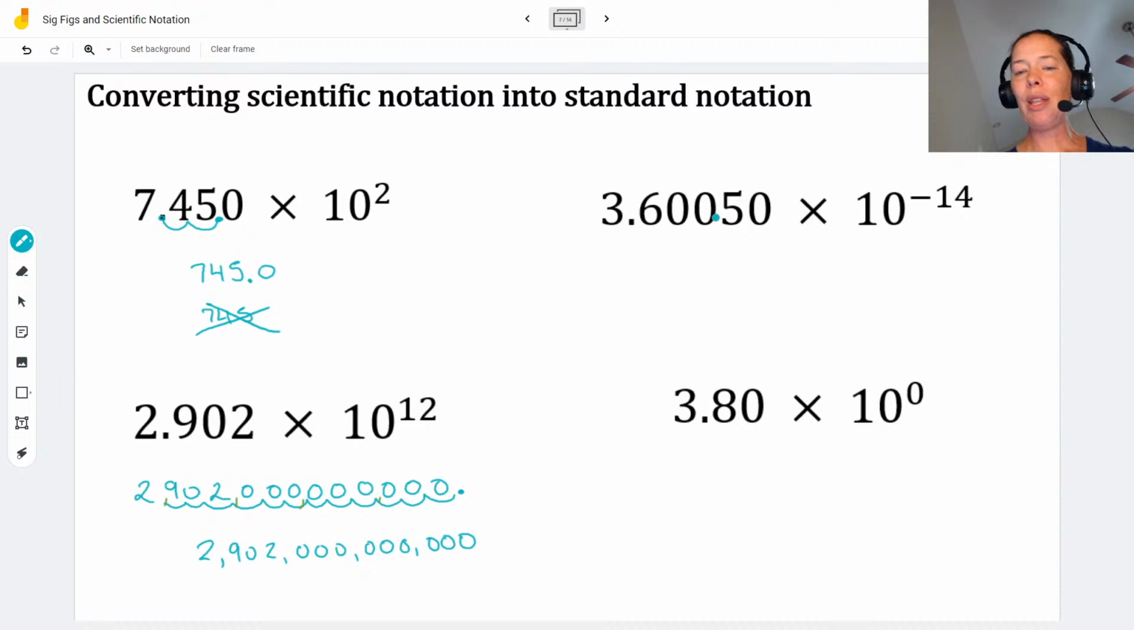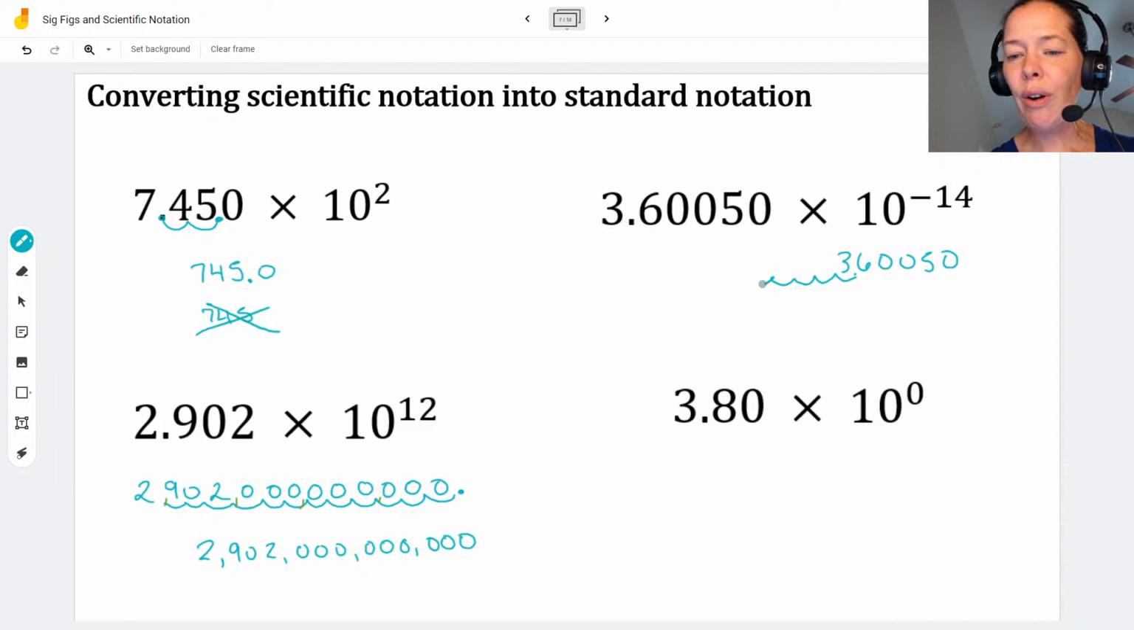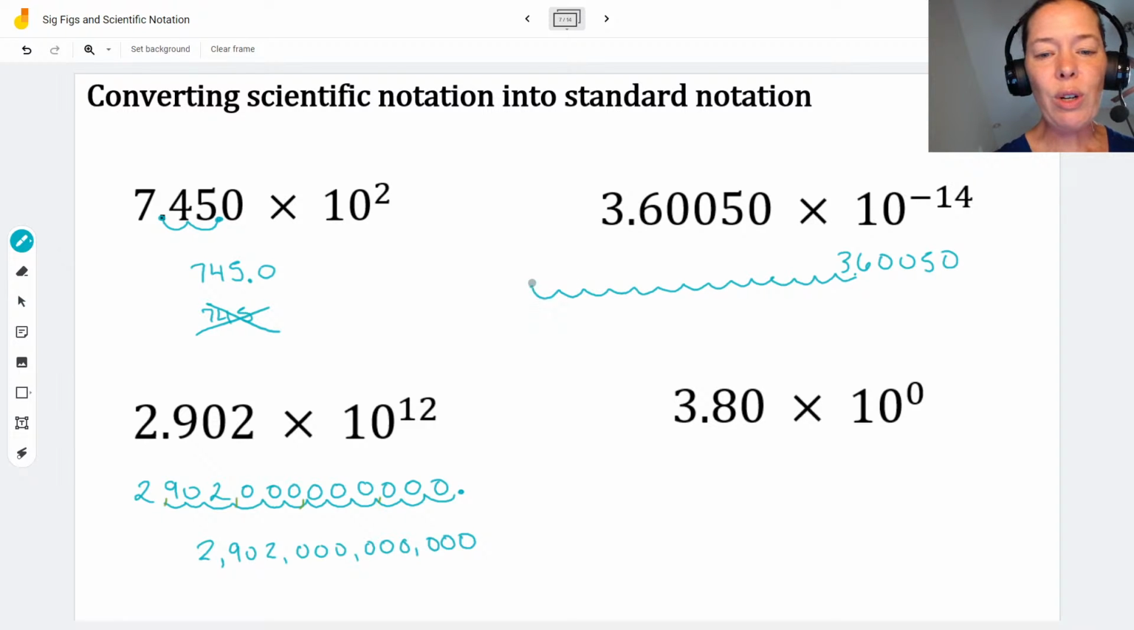Okay, let's do the same thing with the little numbers over here on the right. Again, I'm just going to rewrite the number without the decimal point, because I'm going to have to put a lot of leading zeros in this one. My decimal point started here. I'm going 14 places. Again, I'm making it small, so I'm putting in leading zeros. I'm going to go over to the left. So I'm going 1, 2, 3, 4, 5, 6, 7, 8, 9, 10, 11, 12, 13, 14.